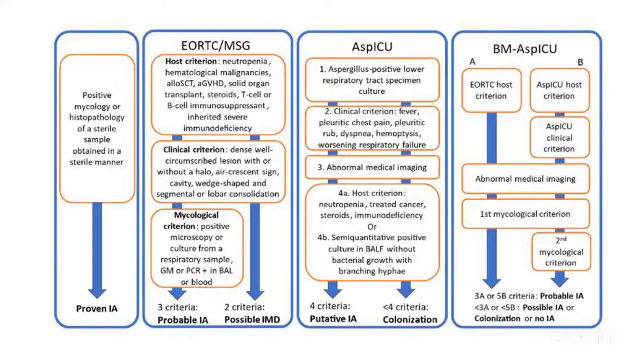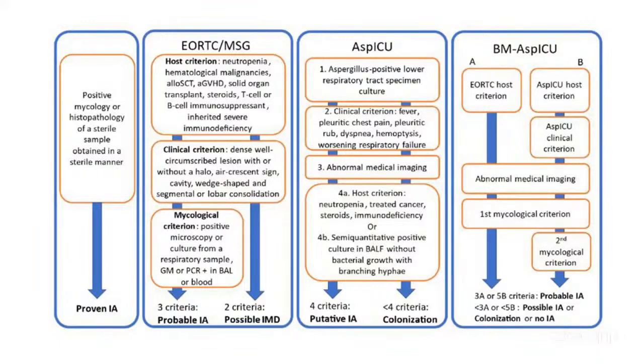As per the AspICU criteria, if Aspergillus is positive in the respiratory tract, clinical criteria are present, abnormal medical imaging is present, and host criteria are present, namely neutropenia, cancer, steroid immunodeficiency, or semi-quantitative positive cultures, all these 4 present, this is probable invasive aspergillosis. If it is less than 4 criteria, it is colonization.